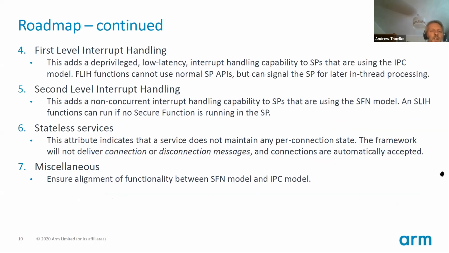The fourth and fifth steps are around interrupt handling, and introducing a couple of terms. At the moment, the IPC model only has one way of handling interrupts, which is a deprivileged, non-concurrent interrupt handling capability. So it's a signal that arrives in the same way that message signals arrive. And if the partition is busy doing something, it's only when it calls PSA wait that it'll notice that there's an interrupt signal and may decide to do something with that. This certainly isn't low latency unless you're very careful how you write the partition code.